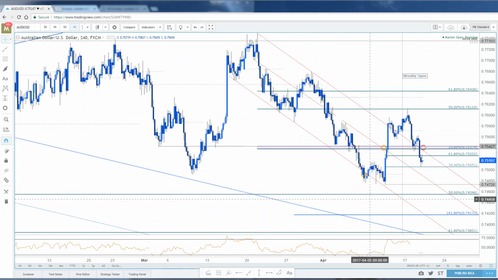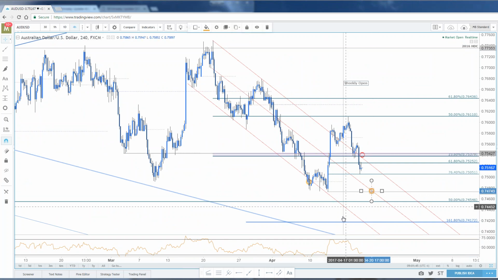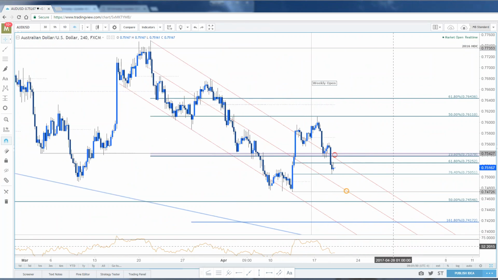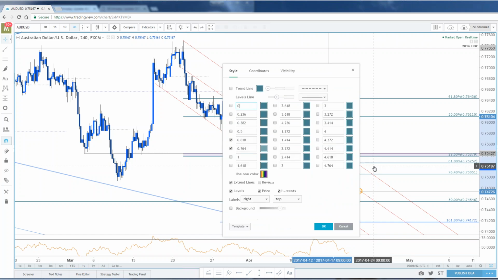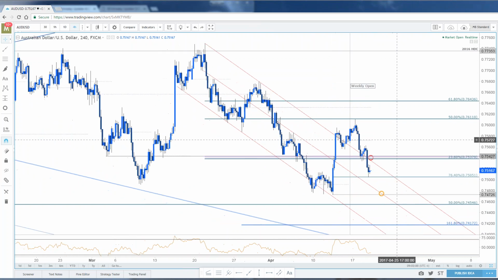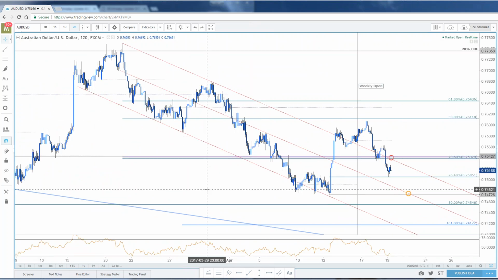Here's what the intraday chart looks like. And that would bring your targets to here. There we go. There's updated levels here for you on Aussie dollar. Here's the 120. Any questions on Aussie?